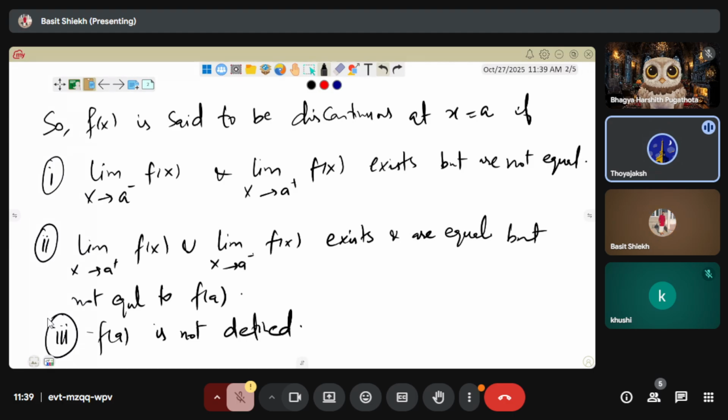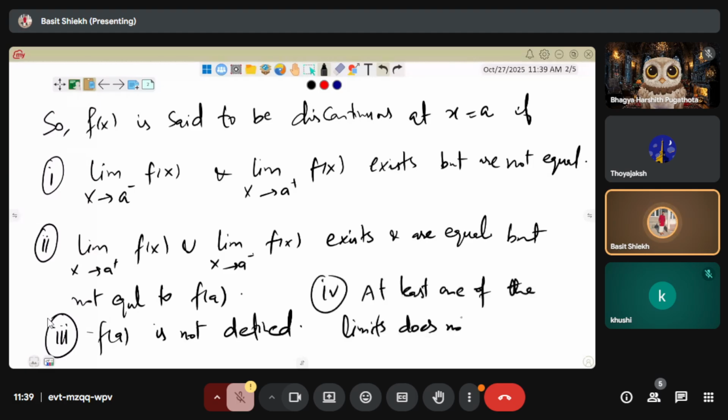Okay. So if we have these three conditions and we have one more, fourth, at least one of the limits does not exist. If we have these four conditions, we call it a discontinuity.